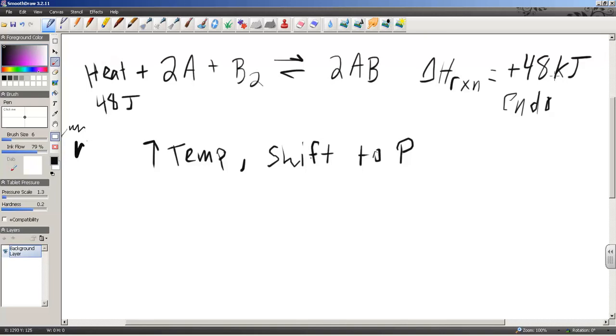By having a positive delta H, heat is a reactant. If it was a negative delta H, heat would be a product. I'd put heat over here, plus heat, but it's not. That's why I wrote delta H right there, because I knew I wasn't going to have to put heat in that spot.